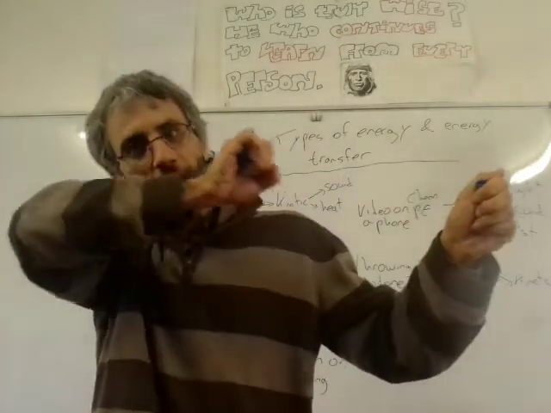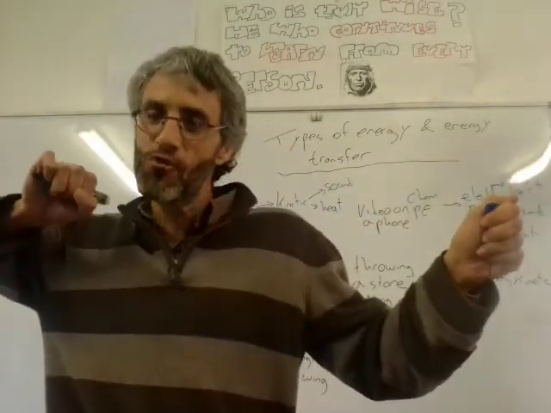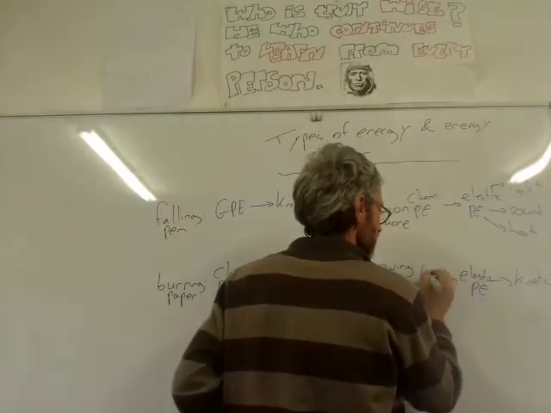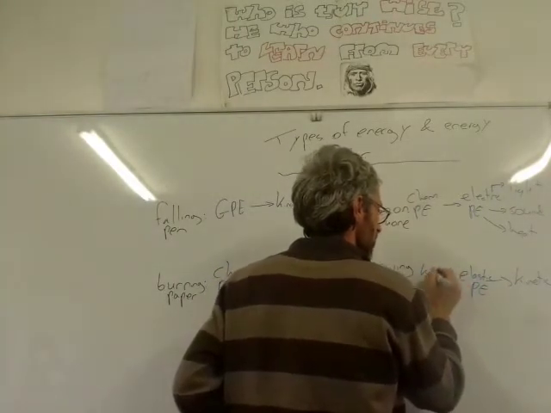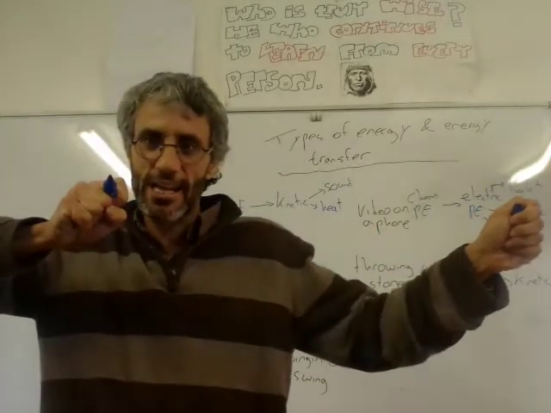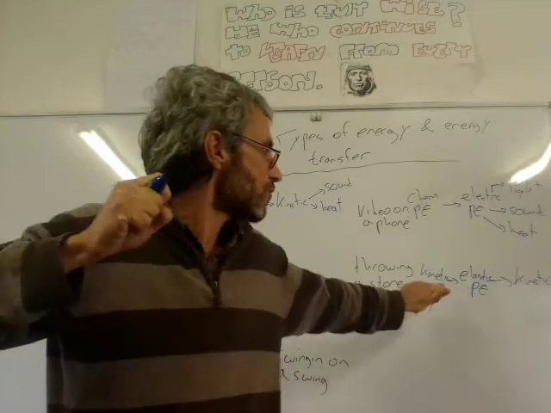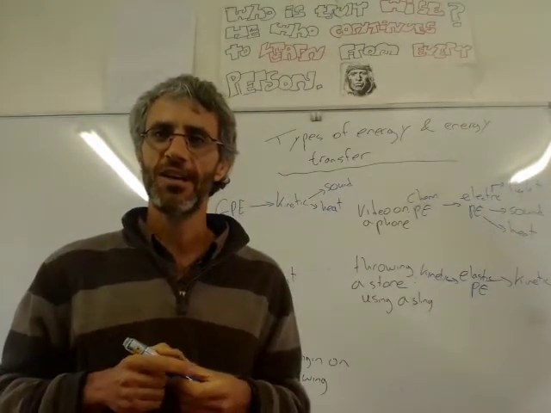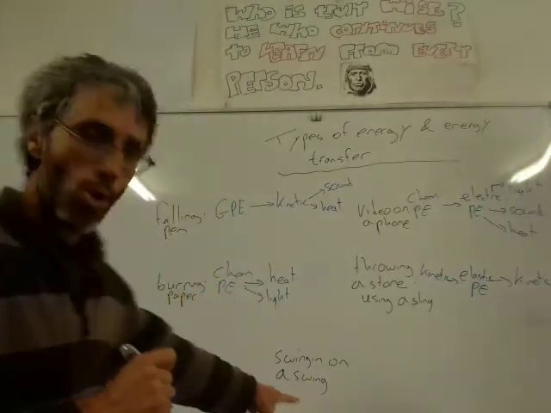But now, to stretch it, I first of all had to move my hand. So I needed some kinetic energy. I stretched it, meaning I moved my hands and the sling, that was kinetic energy. I stored that energy in the form of elastic energy, and then I let go, and that became kinetic energy.